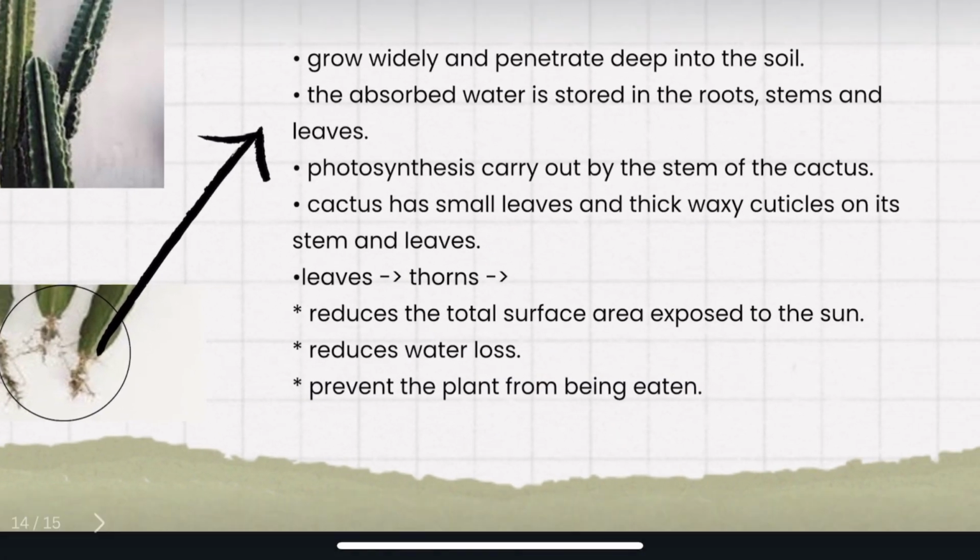Next, the leaf. On the leaf there will be thorns. The function of thorns is to reduce the total surface area exposed to the sun. Then it will reduce water loss and it can also prevent the plant from being eaten. So that is why thorns are important on the leaf of the cactus. If they did not have them, water would be lost, and then the plant would be eaten by insects. So the total surface area would also be exposed to the sun too much.